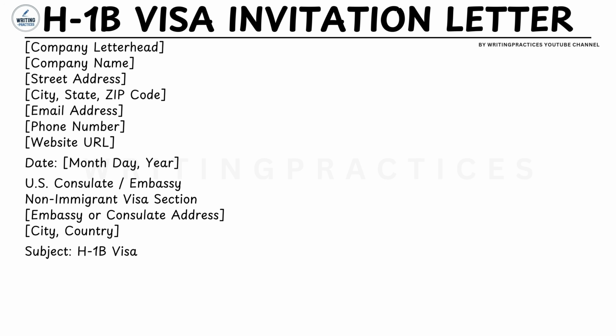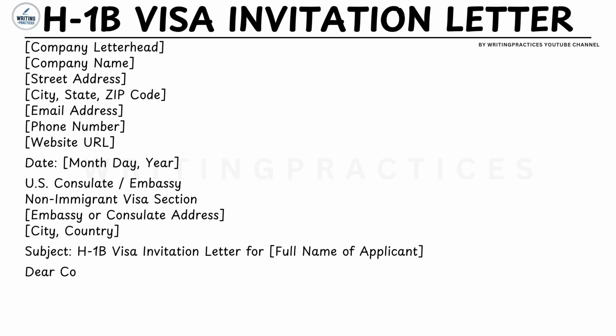Subject line. Now comes your subject line, which should be clear, concise, and immediately informative. Write it like this: Subject, H-1B visa invitation letter for John Smith. This lets the consular officer know right away what the letter is about and who the beneficiary is. It helps in faster file identification and keeps your documentation neat and professional.